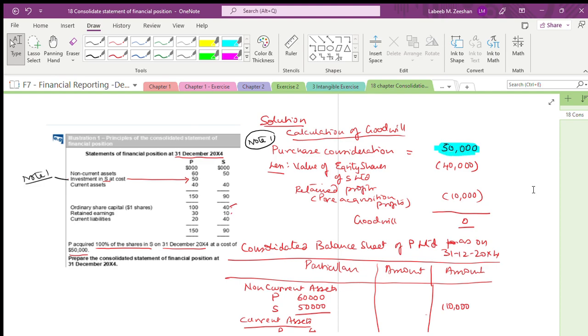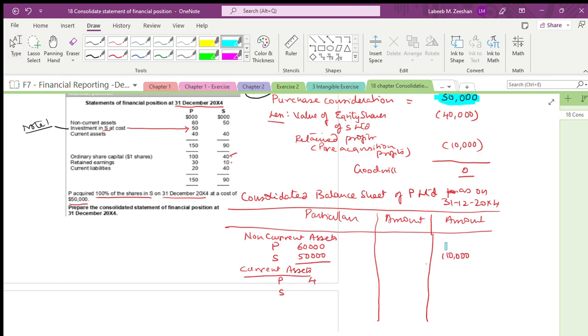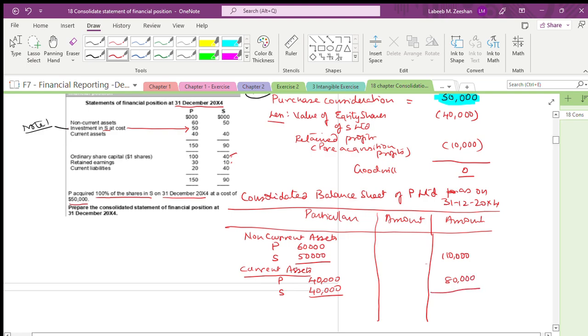Already we have taken it, so we will not take it again. We have to eliminate it. P Limited is 40,000 and S Limited is also 40,000. Total current assets are 80,000. We will not have investments in the consolidated balance sheet. The total will come to 190,000.